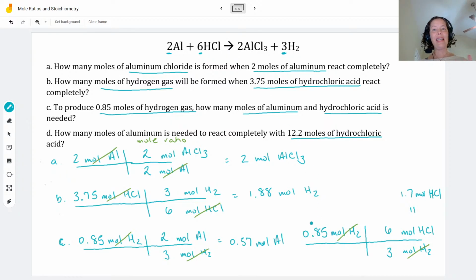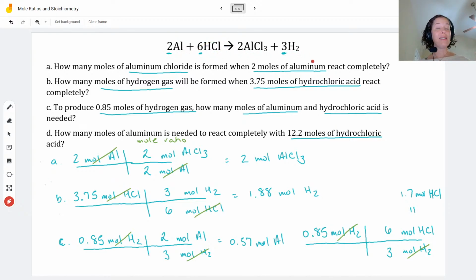Okay, so you can see in all of these equations, there are 1, 2, 3, 4 molecules here. So I have a lot of different mole ratios. I can compare aluminum to any of these 3. I can compare hydrochloric acid to any of these 3.